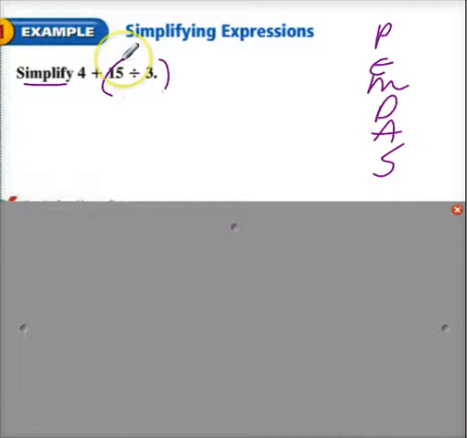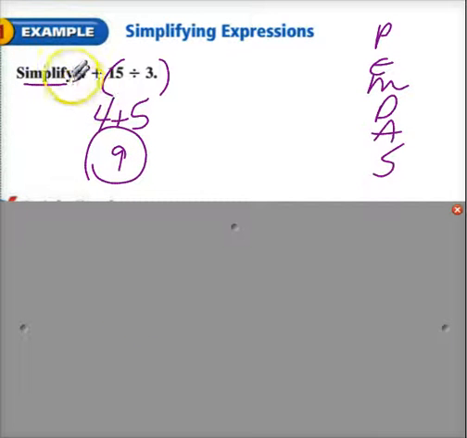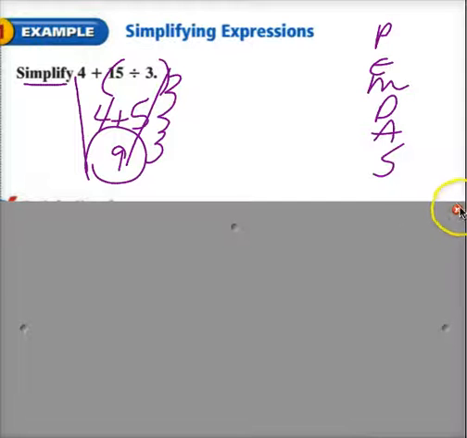So I'm going to divide first. 15 divided by 3 is 5. Then I'm going to rewrite everything I have, which is very important so you don't miss steps. Now I add 4 plus 5, and I get 9. Your work should kind of form a triangle, starting with your expression, and as you do steps, it gets less and less till finally you're at your final answer.